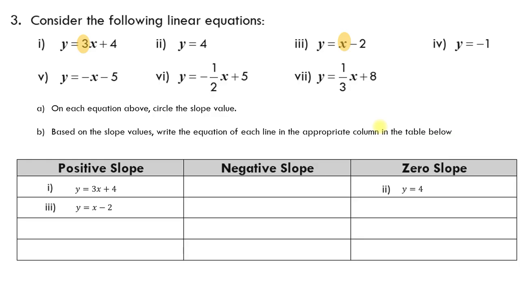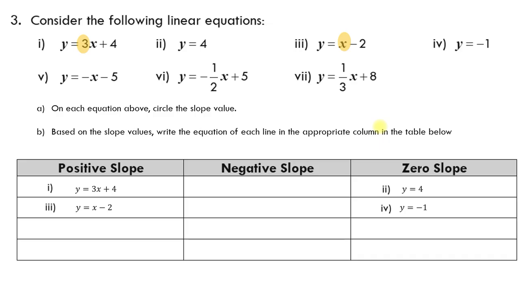4 says y equals negative 1. Again, there is no x term. So x is 0. The coefficient in front of x is 0. M is 0. So 0 slope gets put in the 0 slope column.